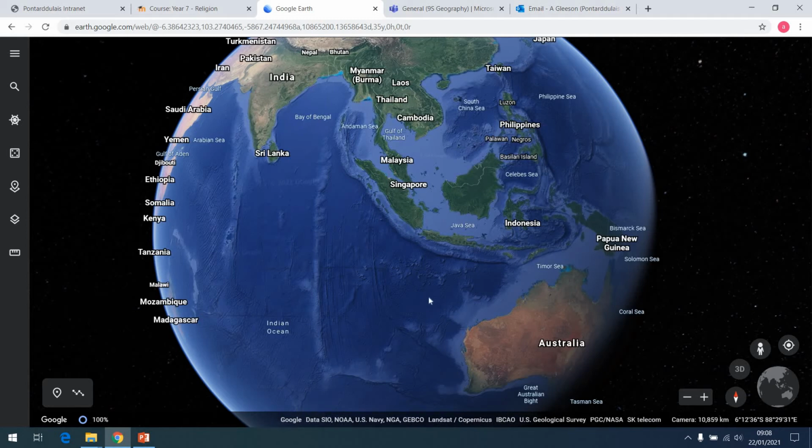All right, this is the Indo-Australian plate. This is the edge of the Eurasian plate. They're moving towards each other at a destructive boundary, and that dark line you can see is the ocean trench that forms along the boundary. Now, in living memory, there has never been an underwater earthquake and tsunami in this ocean.